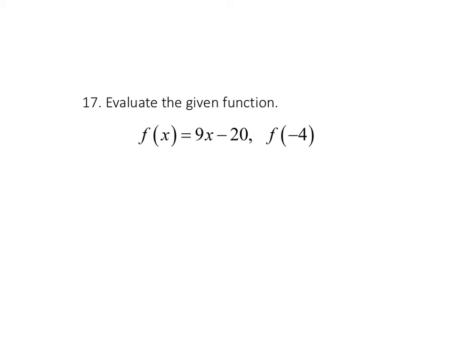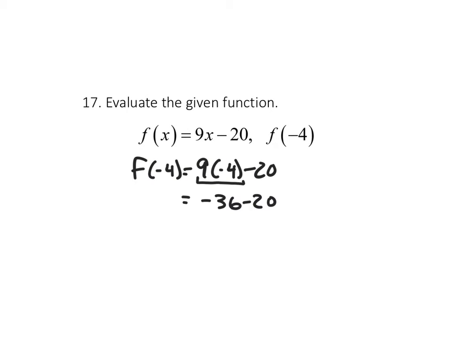Evaluating a function tells us to substitute a value in for x and see what we get. F of -4 is 9 times -4 minus 20. Now it's an order of operations problem on the right-hand side. 9 times -4 is -36, and -36 minus 20 is -56. So f of -4 is -56.